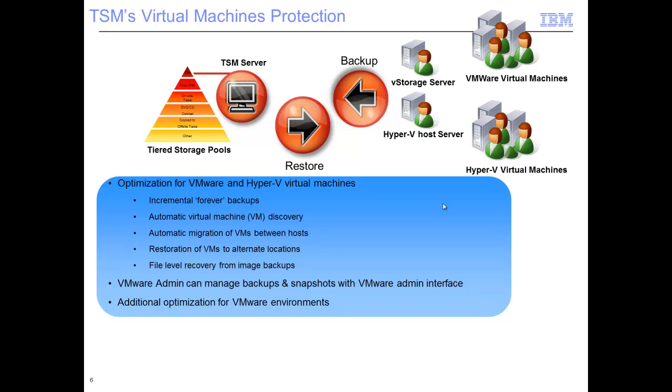Okay, so far we've looked at backing up file system files and we've looked at archiving files. Tivoli Storage Manager can also protect files that are residing on virtual machines. And we do virtual machine protection a little bit differently. We go through the vStorage server or the Hyper-V host server to protect all of the virtual machines behind those. We still utilize our progressive incremental backup strategy to back these up, but we are working more hand in hand with the vStorage server and the Hyper-V host server to do the restores and backups of these files.